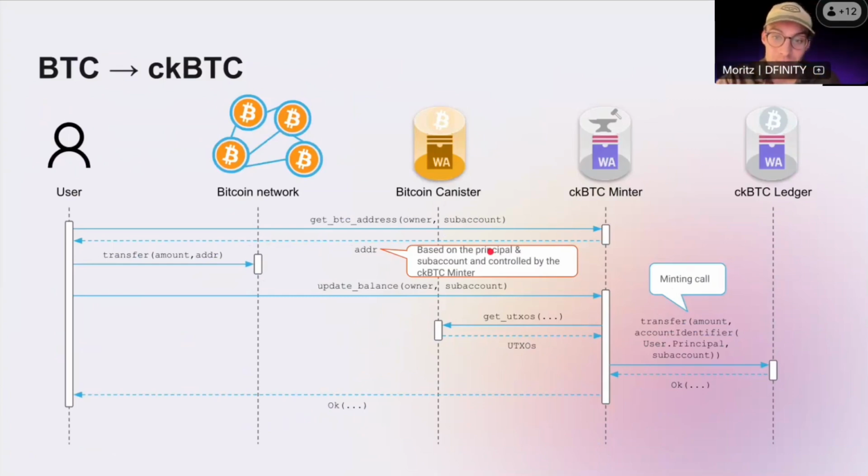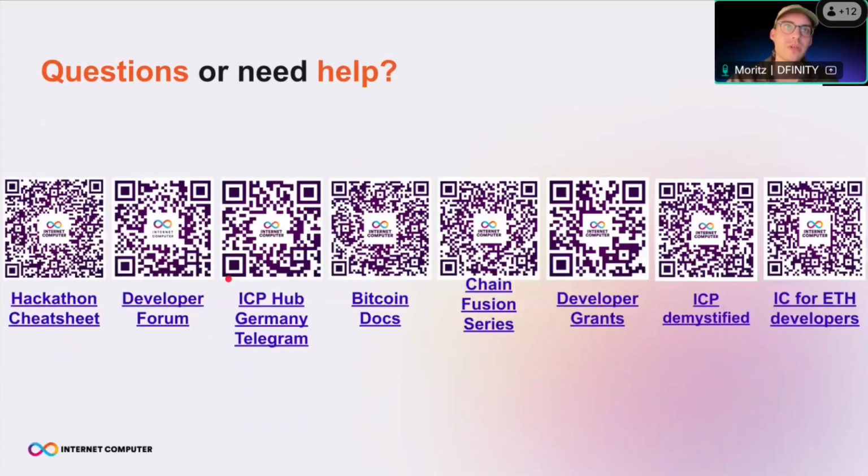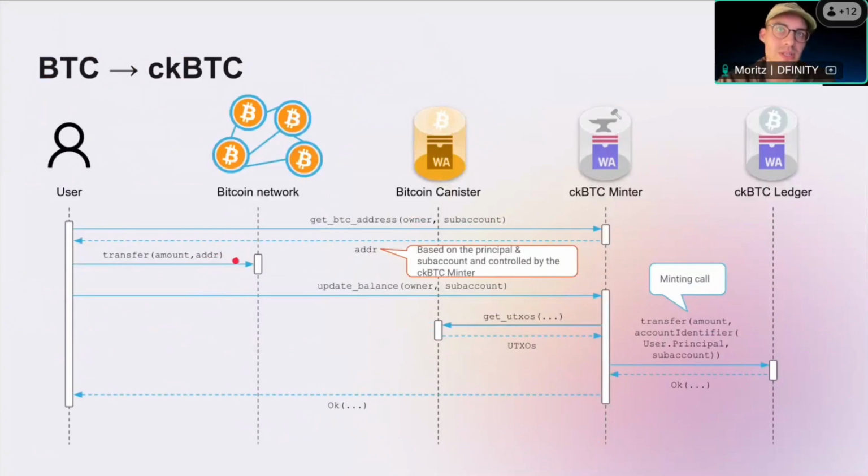So now we have a deposit address on the Bitcoin network. And what we do next is, of course, we transfer our Bitcoin that we want to convert into ckBTC through that address on the Bitcoin network. So this happens here. And then once this transaction is finalized, we call the update balance function on the ckBTC minter.